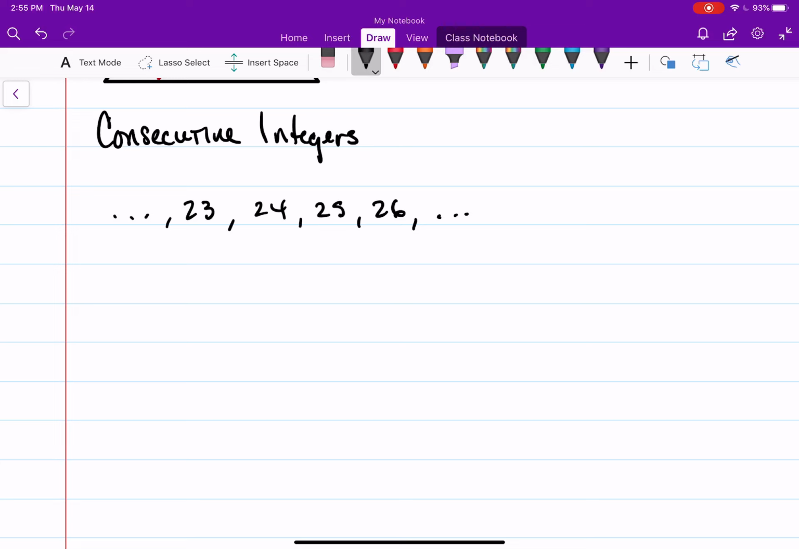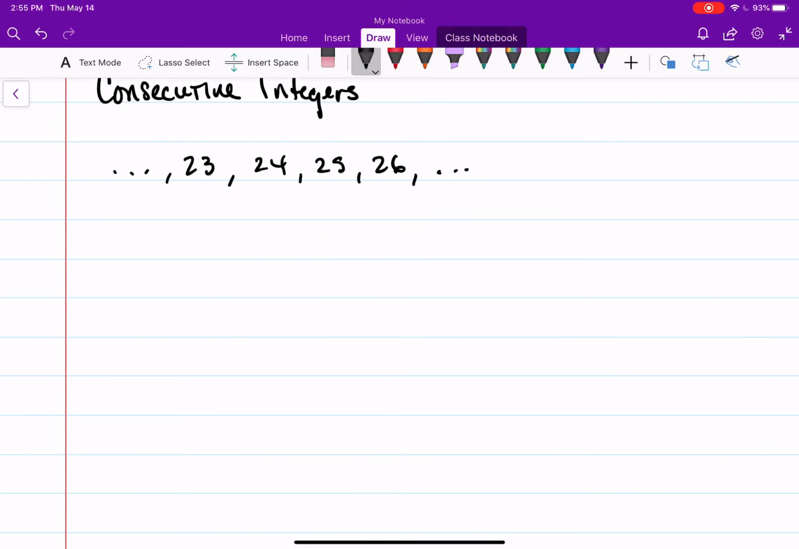So if I don't know what the first number might be, like I start with 23. Why did I start with 23? I have no idea, okay? But let's say that I don't know what my first number is. If I don't know it, it's unknown, I would call it an X, right? Well, how did I get from 23 to 24? I add 1. So I take the previous number and add 1 to it, right?